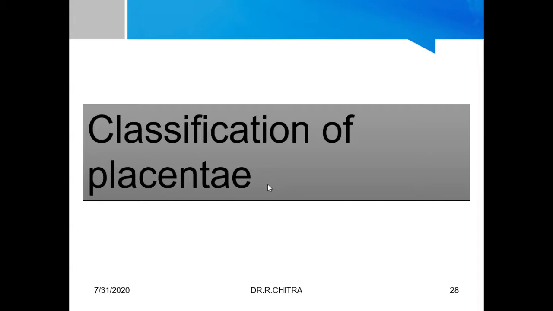Classification of placenta or abnormalities of the placenta. We have completed the development of the human placenta from two sources: the fetal part from the chorion frondosum and the maternal part from the decidua basalis.